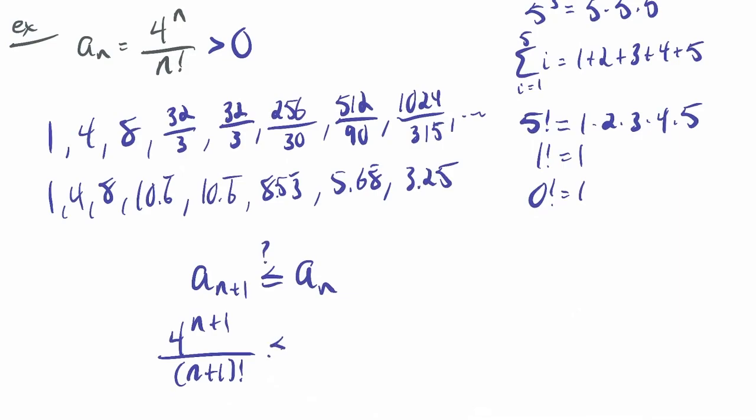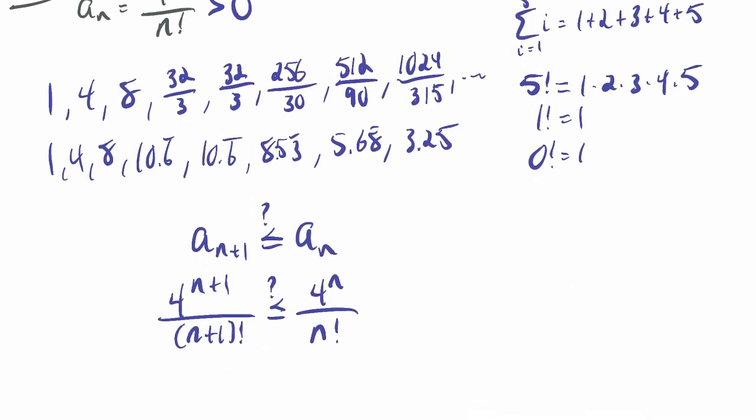I'll put a question mark here because this is in doubt, right? We're doing a comparison, essentially. Is this less than 4 to the n power over n factorial? Okay? So what I'm going to do is notice two things. One, that 4 to the n plus 1 is equal to 4 to the n times 4 to the 1, okay? Which I could just write as 4 to the n times 4.